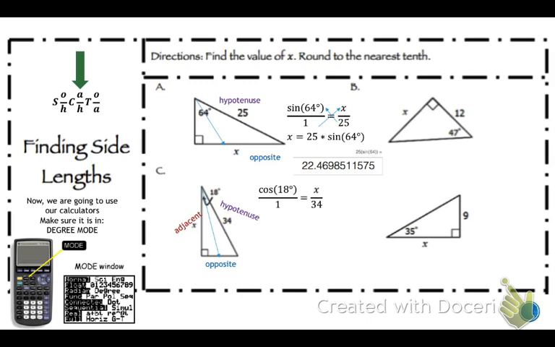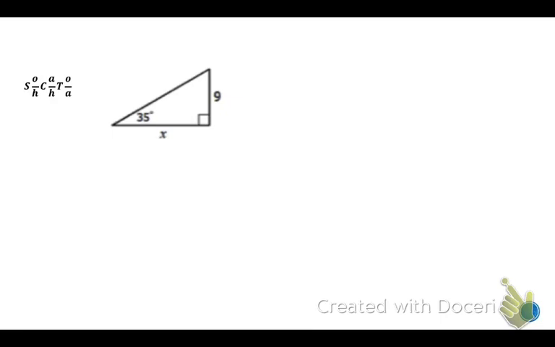Create them both into fractions, cross multiply, and I get x equals 34 cosine of 18. Again, just put that into your calculator, and you should get 32.3359, which is 32.3. Okay? Let's do this one last example.